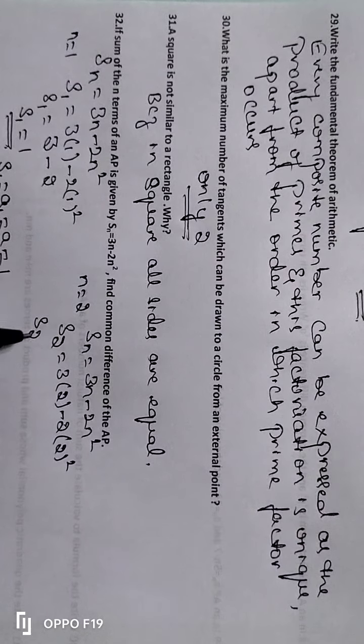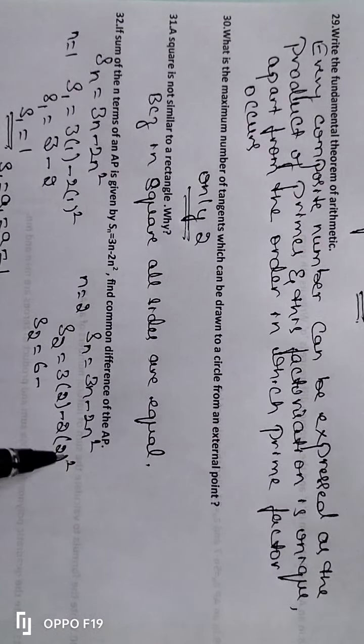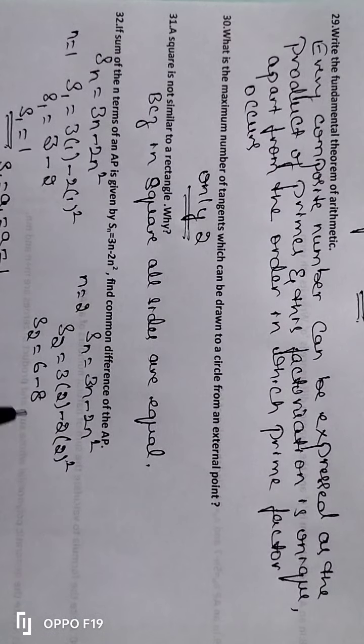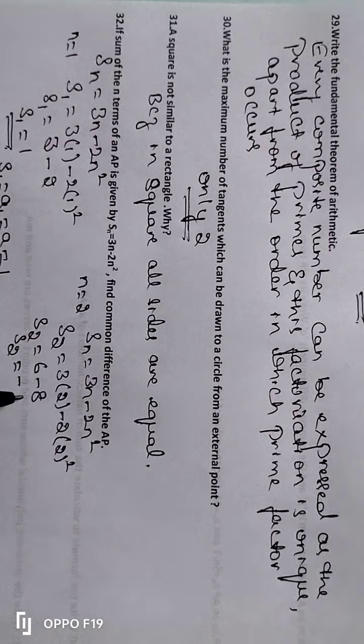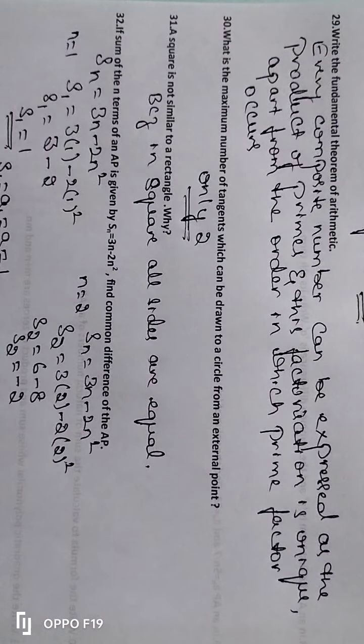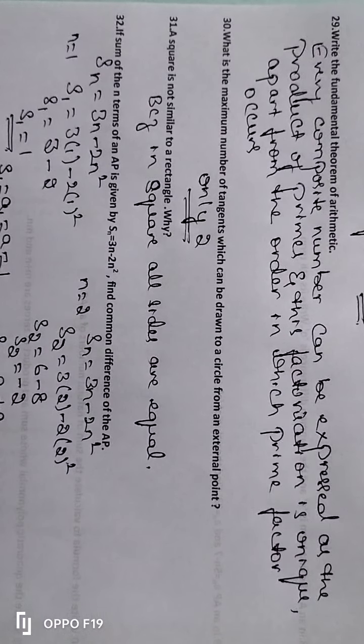So S2 is equal to 3 2s are 6 minus 2 square is 4, 4 2s are will be 8. Therefore S2 is equal to 6 minus 8 is minus 2. So we know that S2 is equal to A1 plus A2.